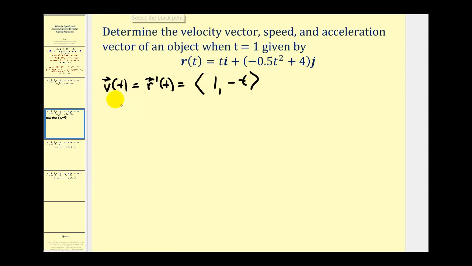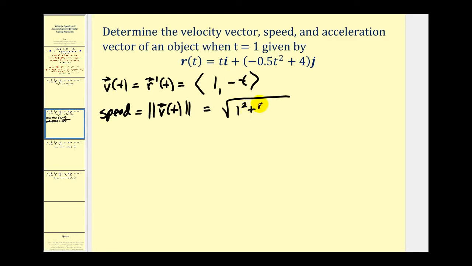To determine the speed, we would need to find the magnitude. So we'd have the square root of 1 squared plus negative t squared. That'll give us the square root of 1 plus t squared. And let's go ahead and find the acceleration vector valued function.